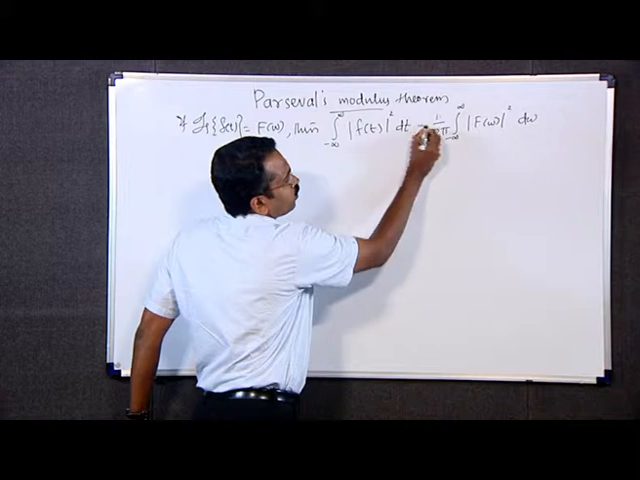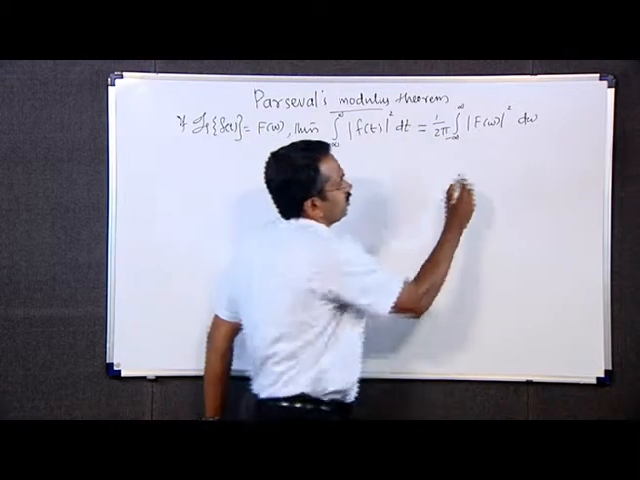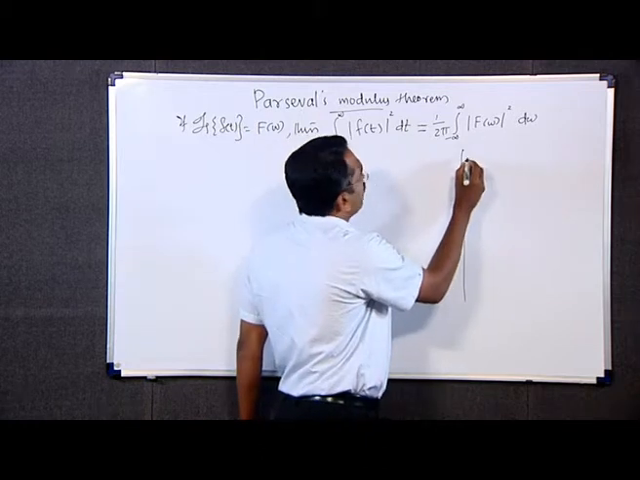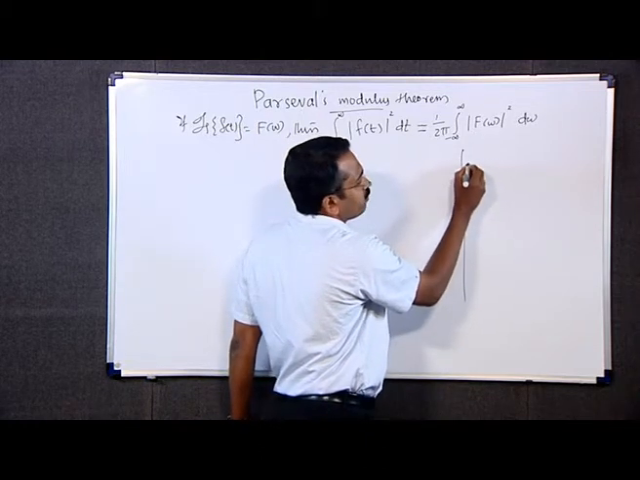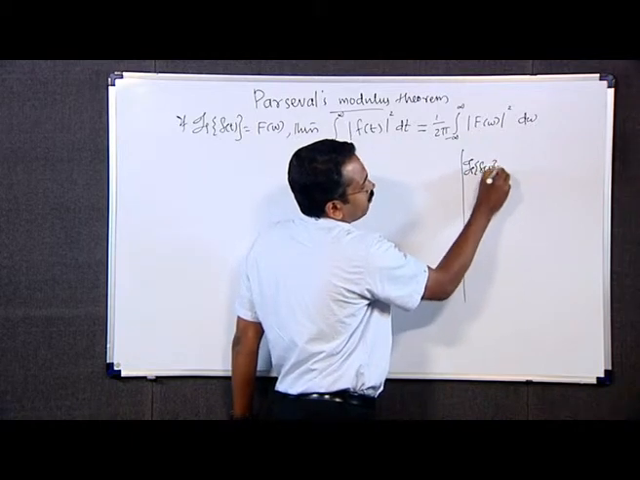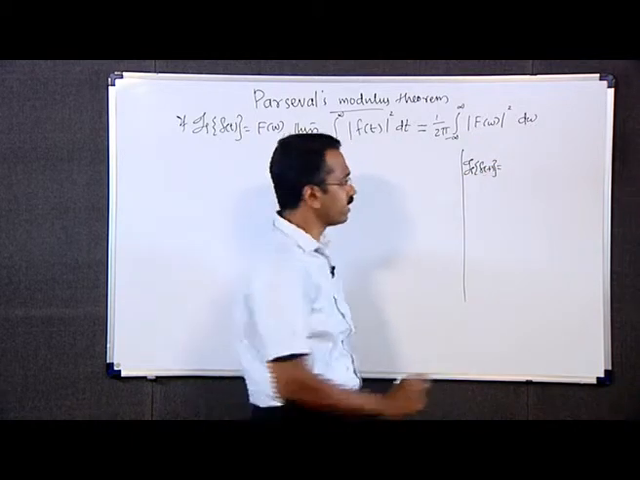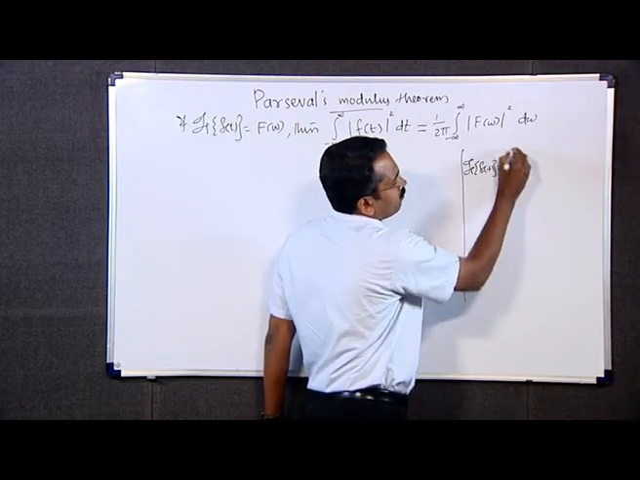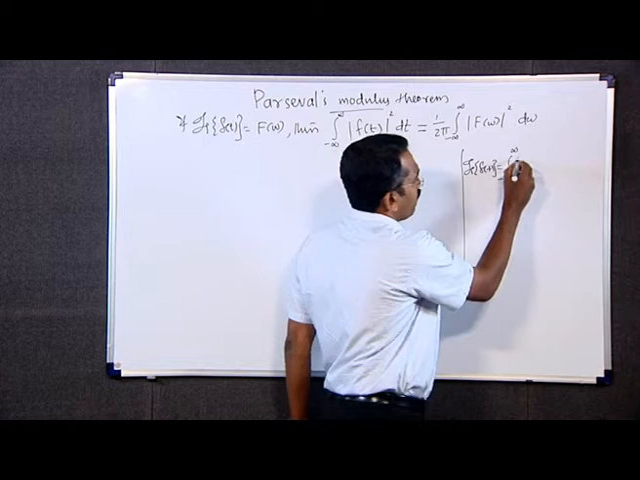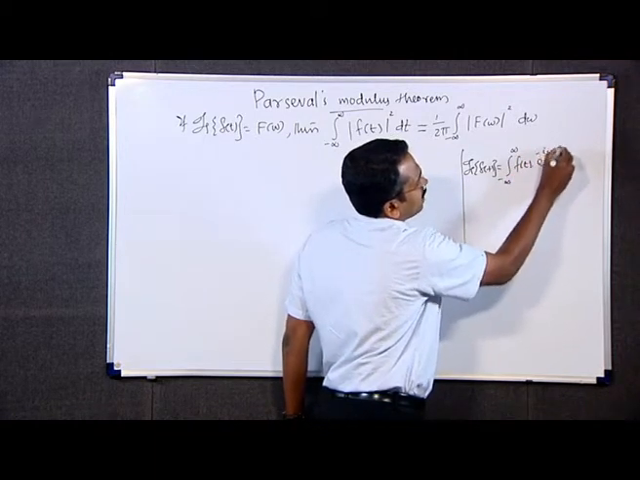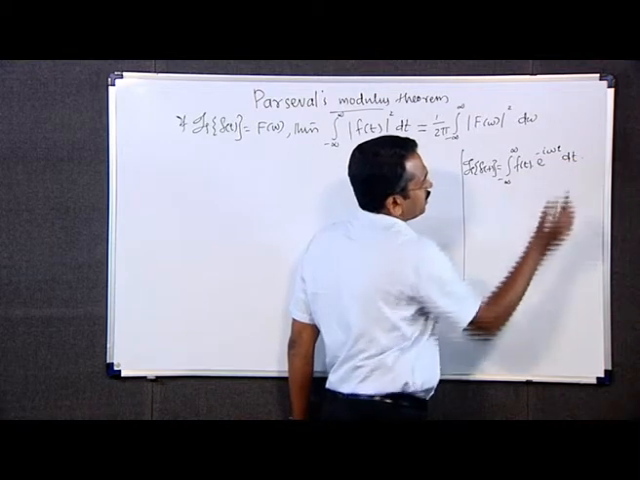In order to prove this theorem, we have to know the Fourier transform. The definition of Fourier transform is Fourier transform of f of t, which is a function F of omega. It is defined as integral from minus infinity to infinity f of t into e raised to minus I omega t dt.